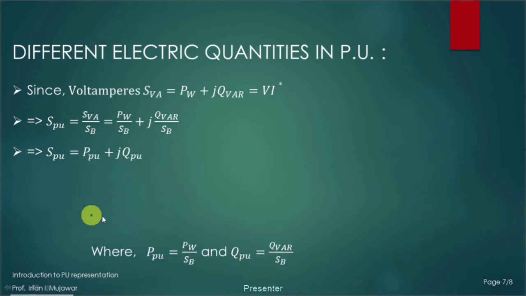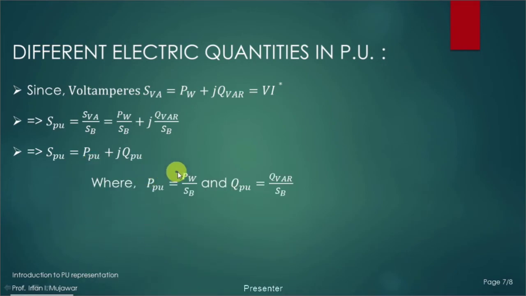where P per unit is P in watts divided by S base SB, and Q per unit is Q var divided by S base. Here we should see carefully, P per unit is not P watt divided by P base, and Q per unit is not Q var divided by Q base. Here in the division we have to consider the apparent power S base. S per unit is equal to P per unit plus jQ per unit.